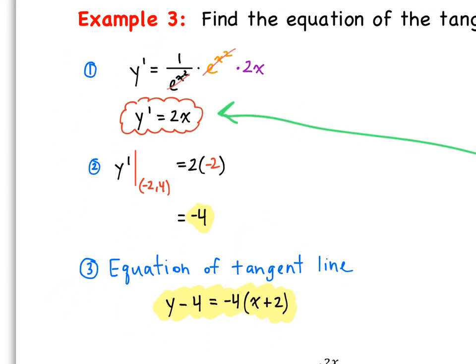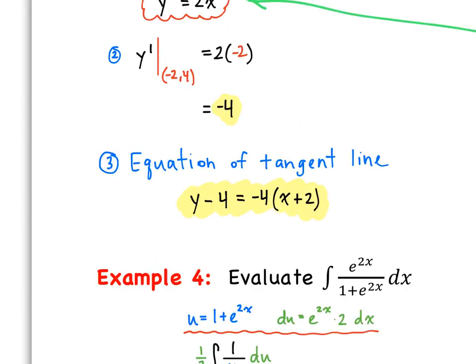Anyways, continuing on, now we have to evaluate our derivative, because this represents the slope of our tangent line at the point negative 2, 4. So we'll plug negative 2 into our derivative, and we get -4. So here's the slope of our tangent line at that point, and now we can go ahead and write the equation of that tangent line. The slope is -4, and it passes through the point -2, 4. So there we have it. This next example, now we're going to integrate using e to the x.